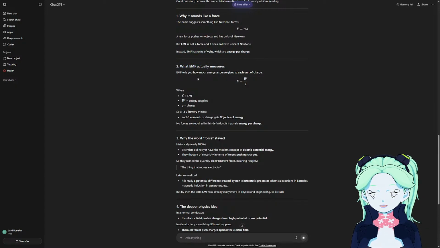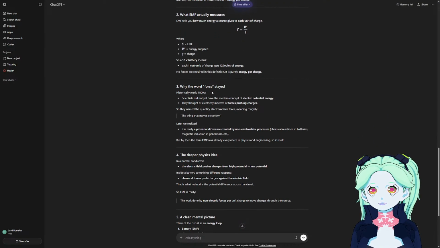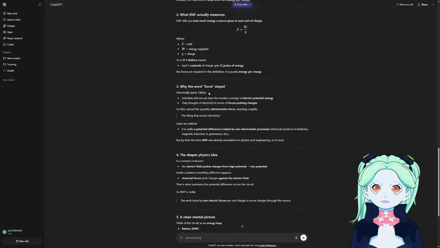What EMF actually measures: EMF tells you how much energy a source gives to each unit of charge. So epsilon, the EMF, is equal to W over Q, which is the energy supplied over the charge. So a 12-volt battery means each 1 coulomb of charge gets 12 joules of energy. No forces are required in this definition. It is purely energy per charge. So EMF is energy per charge.